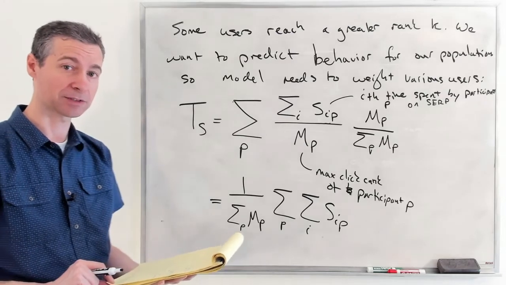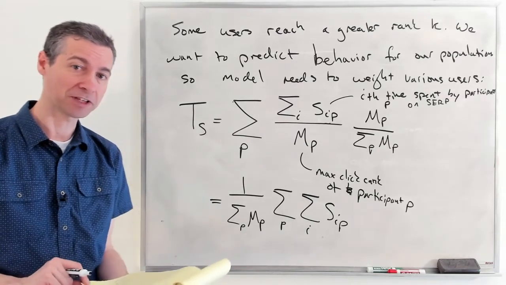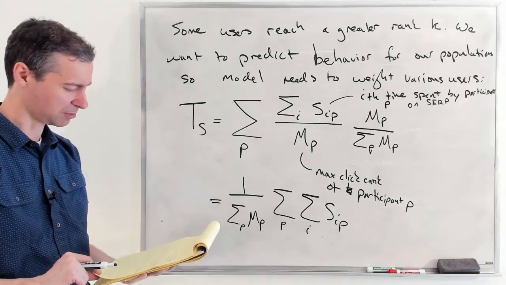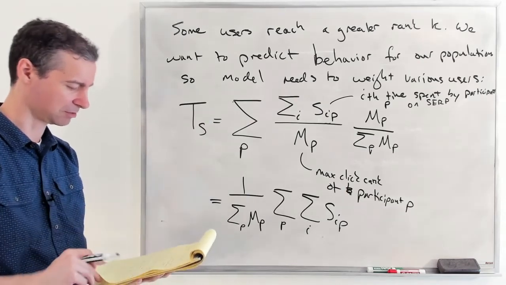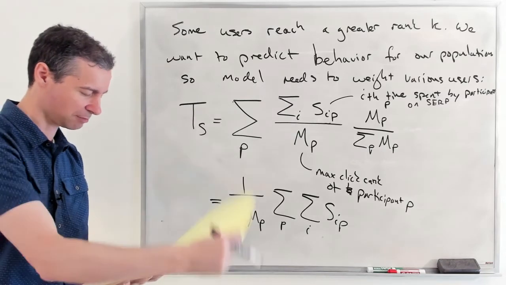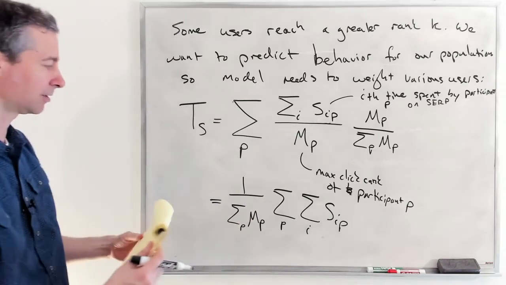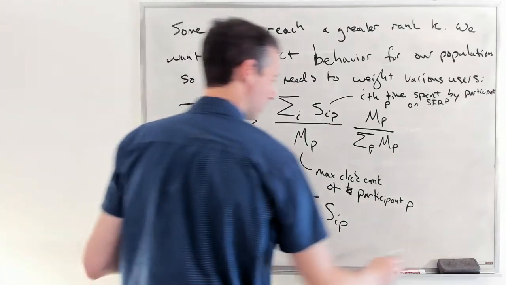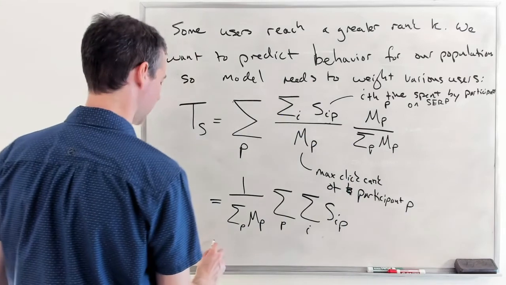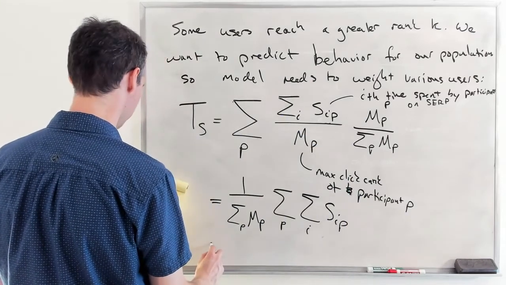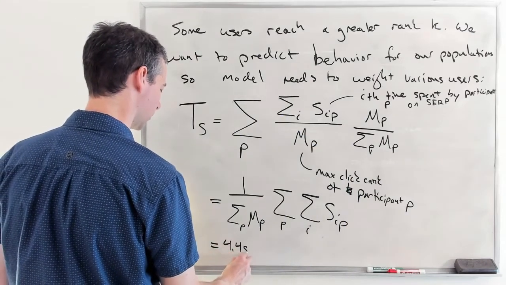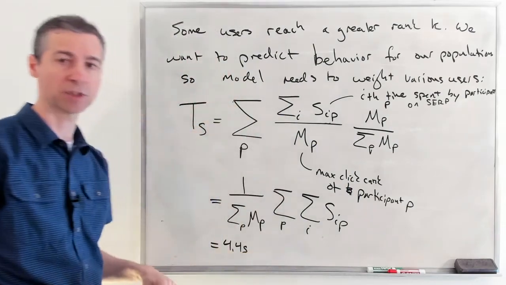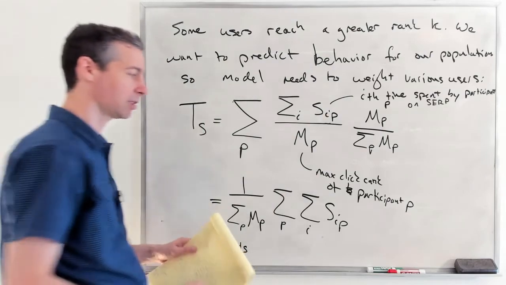I'll come back to this if I find that my understanding is faulty. I think, or maybe there's a mistake in my paper. That's after all these years. Maybe looking at it now, I see something that doesn't seem quite right. Anyways, this ends up with a final value when we run it for the real data of 4.4 seconds. Okay, so that's what our estimate of the time spent looking at each SERP is.